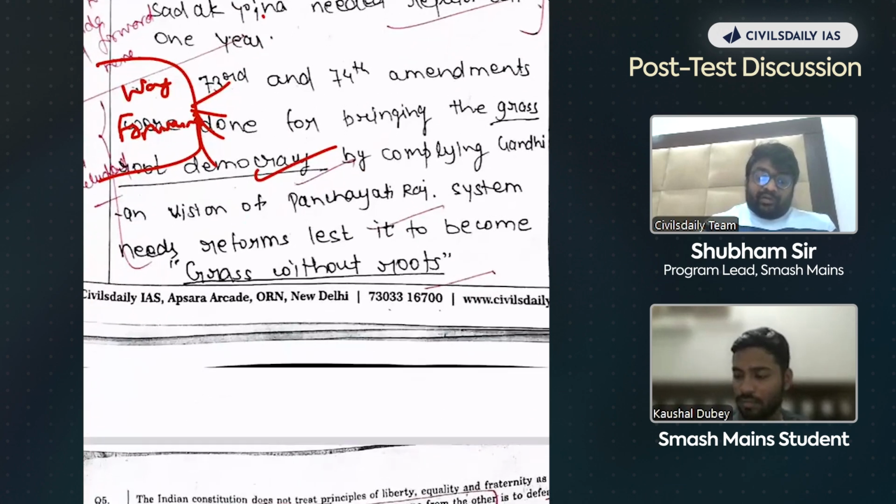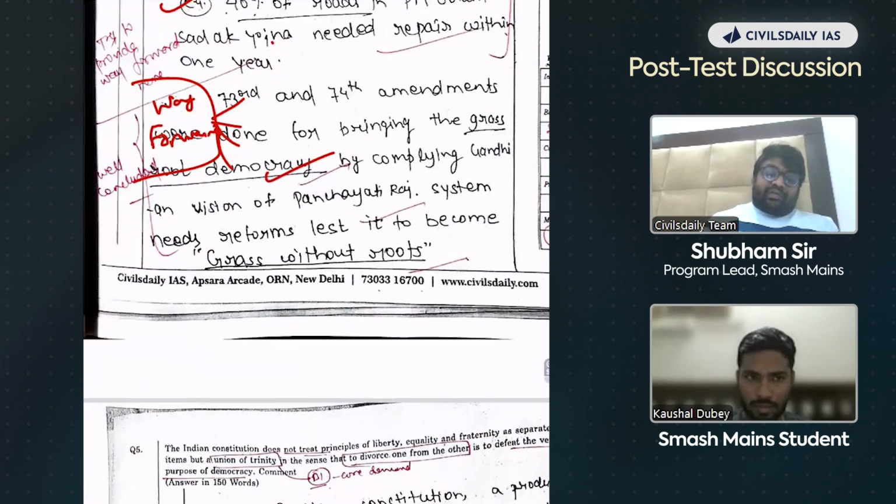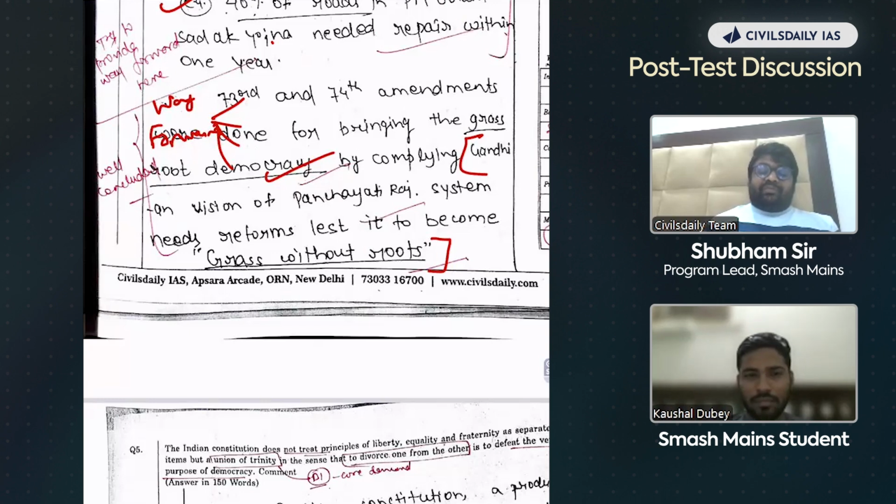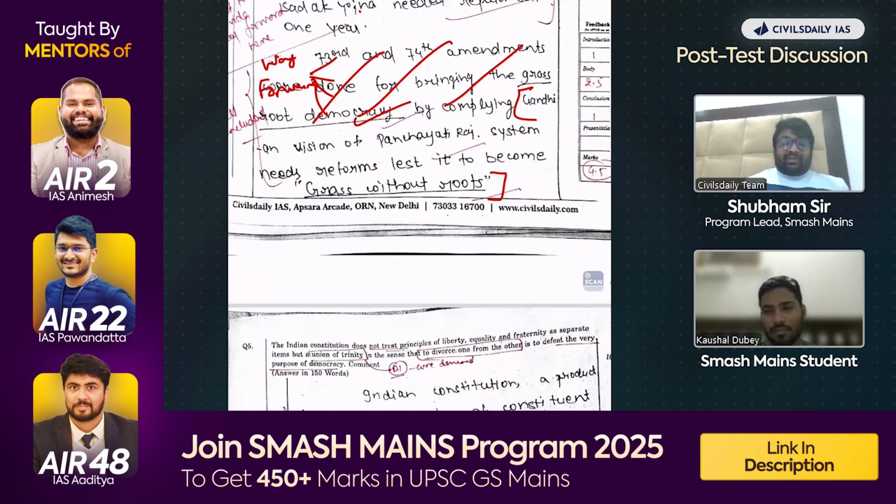And then if you give the way forward, your conclusion, this much conclusion would have sufficed. Gandhian vision of Panchayati Raj system needs reform to become grass with roots, or it will become grass without roots. Okay, so this is generic anyway. Right. If you provide the way forward, it becomes specific. Here, what I thought was, when I'm going to write about grass without roots, I should have given the context of grassroots democracy, but it is not required.